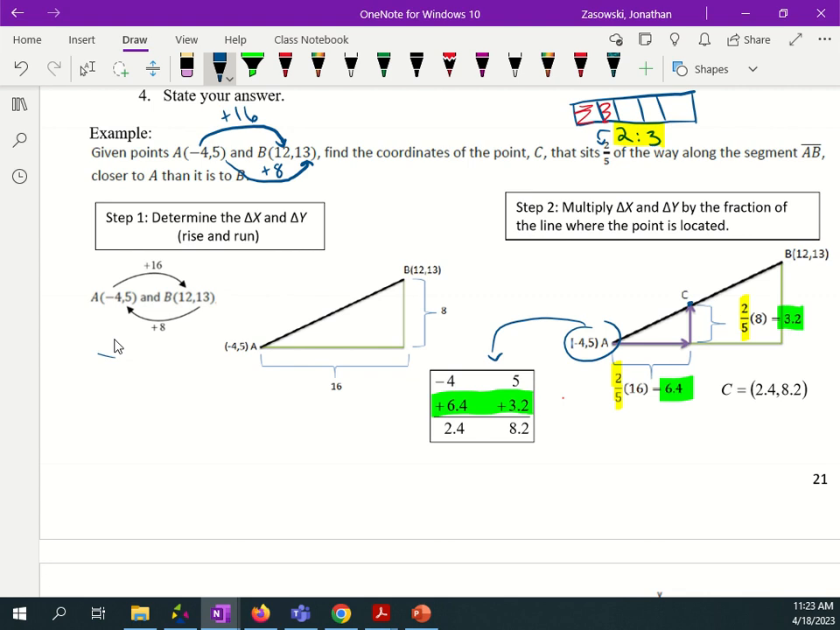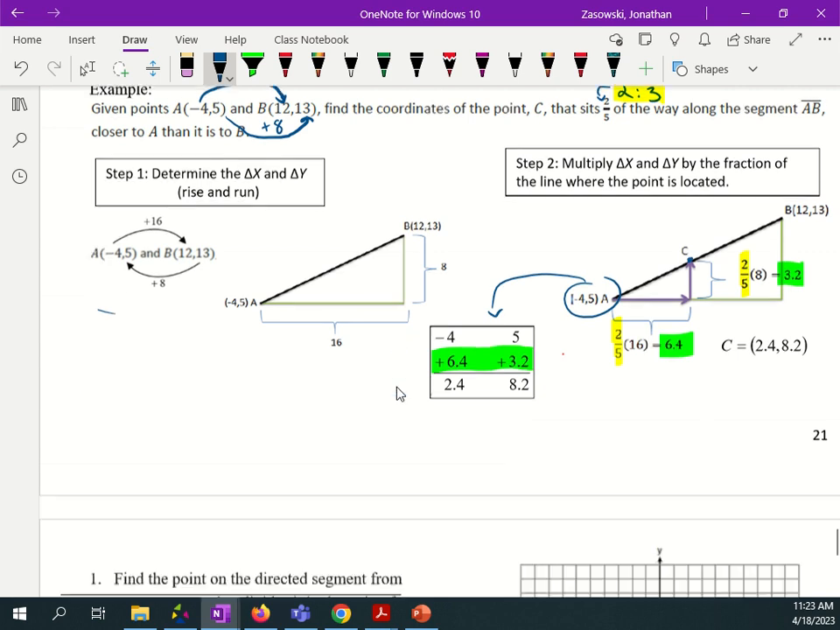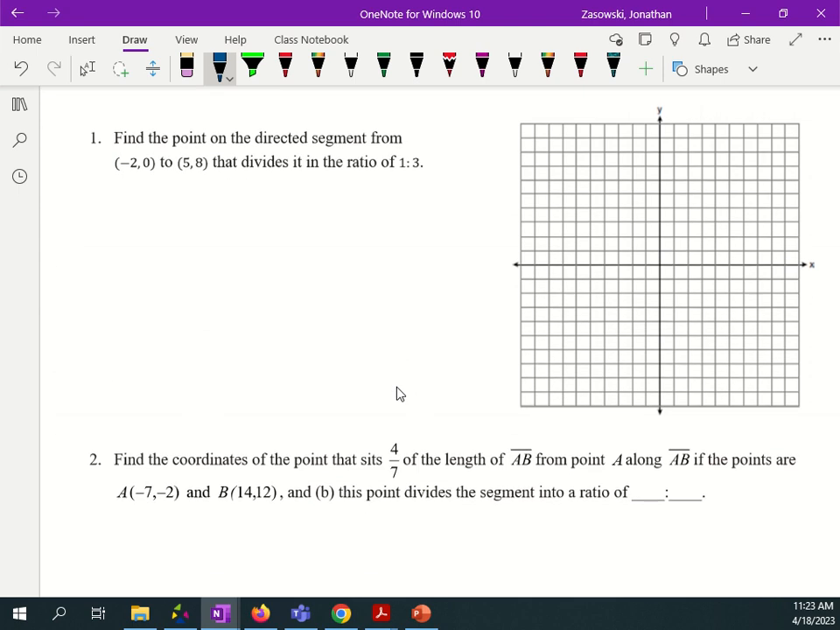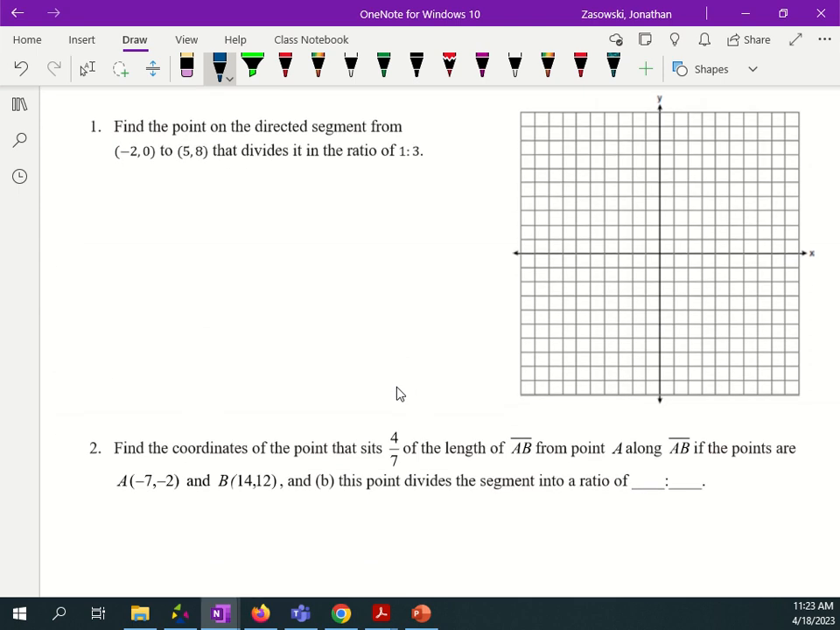Okay? So the hardest things to do are, given the ratio, to come up with a fraction. Does that make sense? And then once you calculate the rise and the run, how to figure out your new point. Those are the two things. So we're going to go through a few of these questions together. First, we'll do it on the graph, and then we'll do it without a graph.